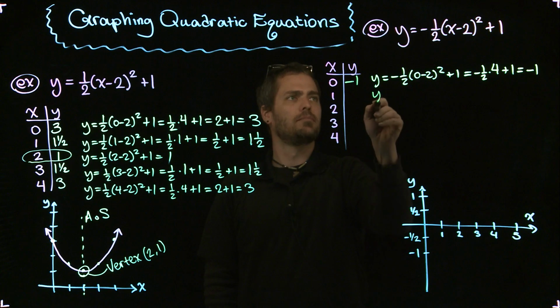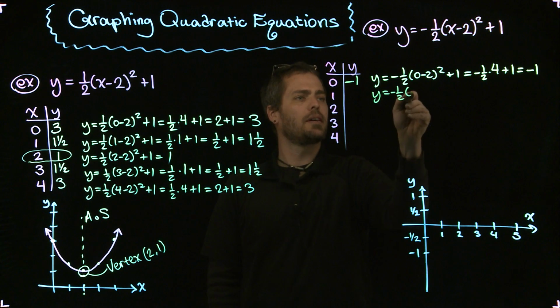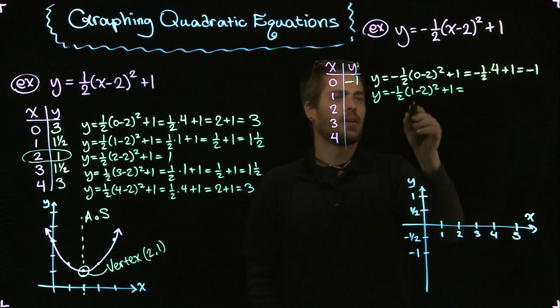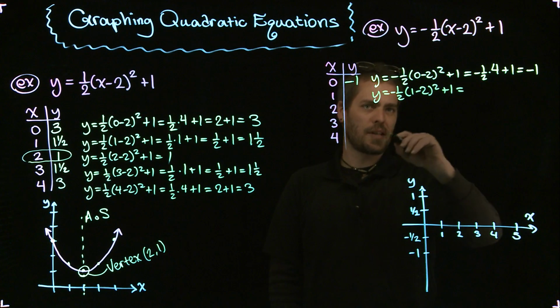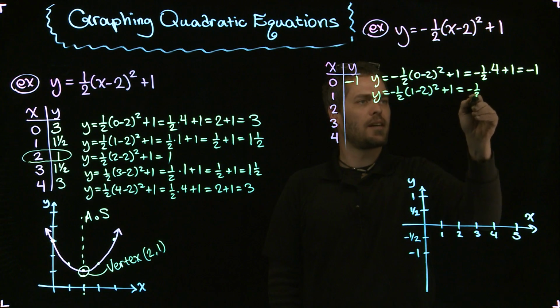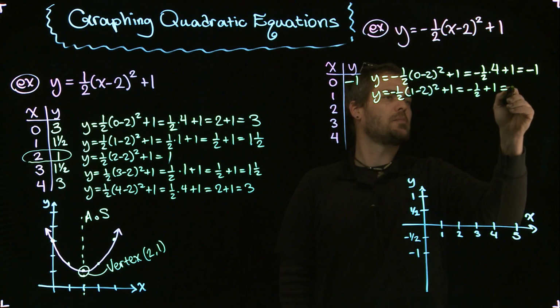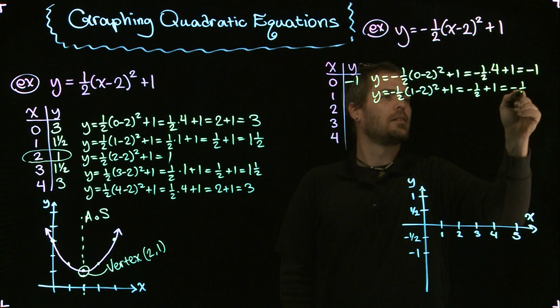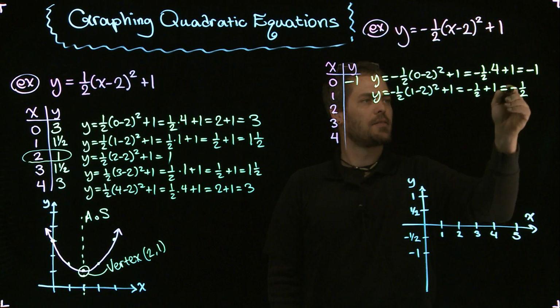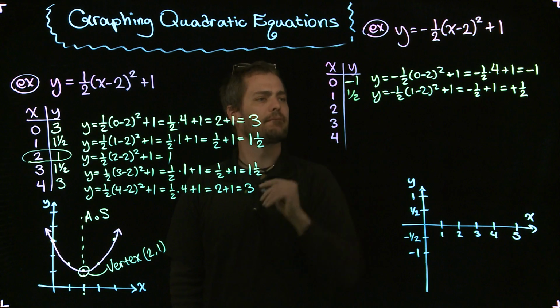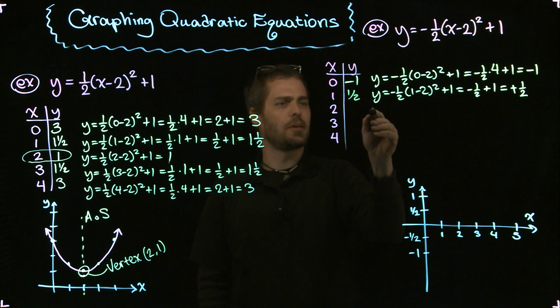Now I plug in the 1. Negative 1/2 times 1 minus 2 squared plus 1. 1 minus 2 is negative 1 squared is positive 1, so I get negative 1/2 times 1 plus 1 just gives me a positive 1/2. So I'm going to put 1/2 right there. Okay. All right, next one.